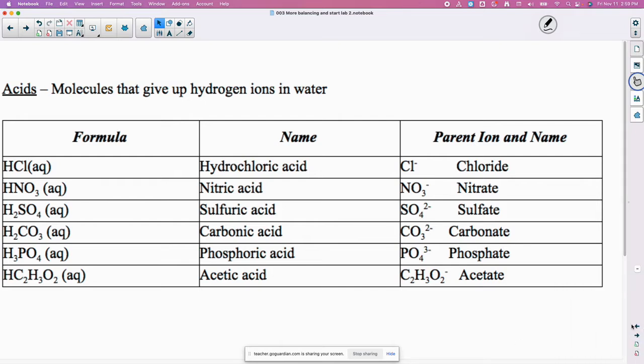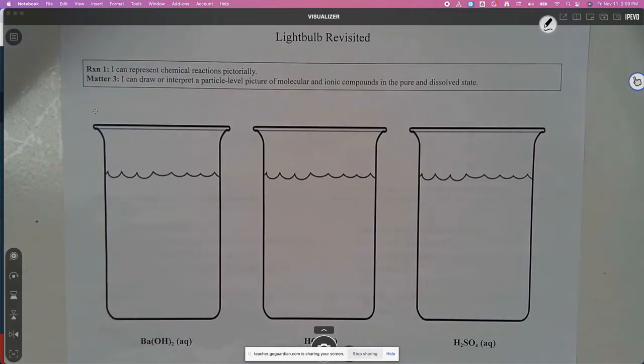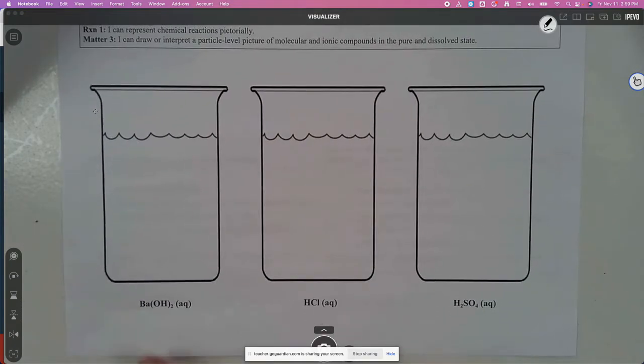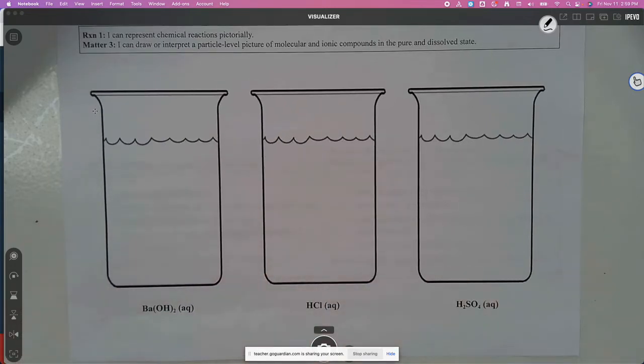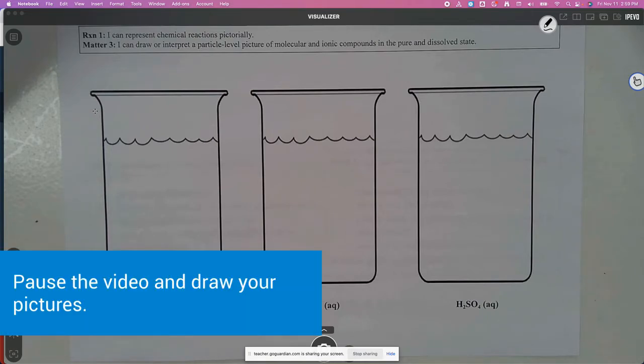What I'd like you to do now is, on this sheet, using a pencil, just in case it doesn't go well, draw 2 particles of each of these things into the beakers to explain why each one of them was able to conduct electricity. So this is definitely related to what we just did on your test about trying to show things that conduct electricity.